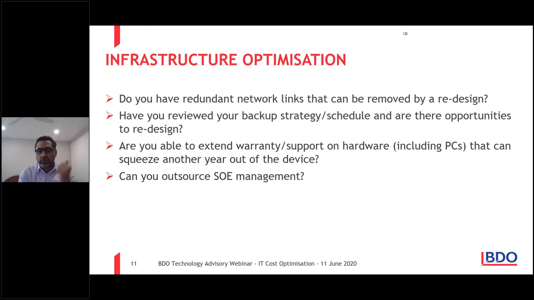So we have touched upon a number of different topics under infrastructure optimization, all the way from managing the PCs to servers to the network link, etc. But going back to some of the work that we have done with our clients, this is an area which is rarely looked into. But when you start looking at IT cost optimization, a big area for us to look into and see if there are costs that we are incurring which is not in line with the service or what we want for our organization.